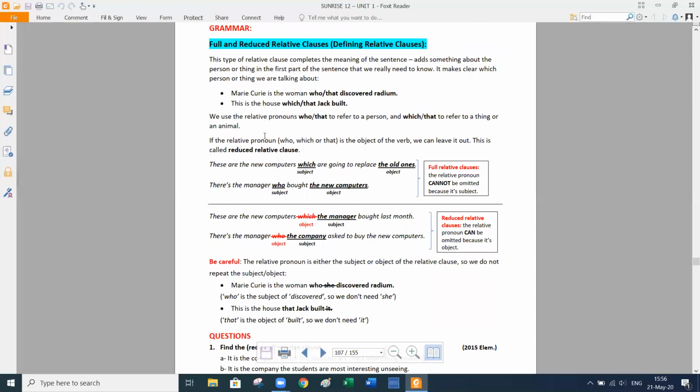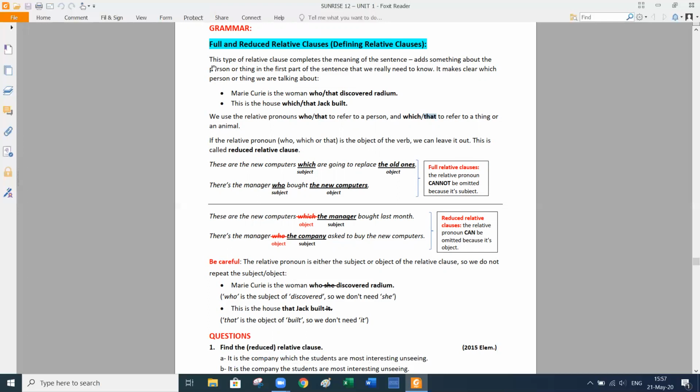Now, we use the relative pronouns who or that to refer to a person, and we use which or that to refer to a thing or an animal. Who or that to refer to a person, and which or that to refer to a thing or animal. So as you can see, that is used with both animals and things. If the relative pronoun who, which, or that is the object of the verb, we can leave it out.